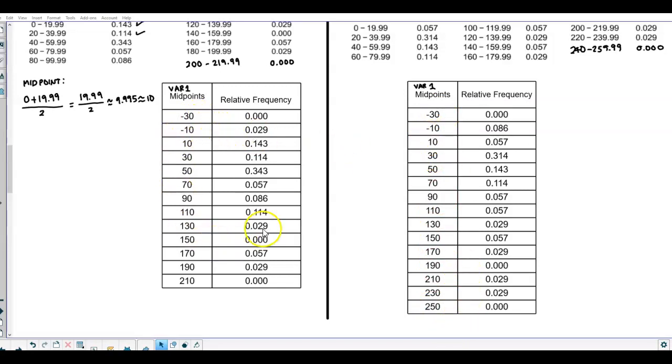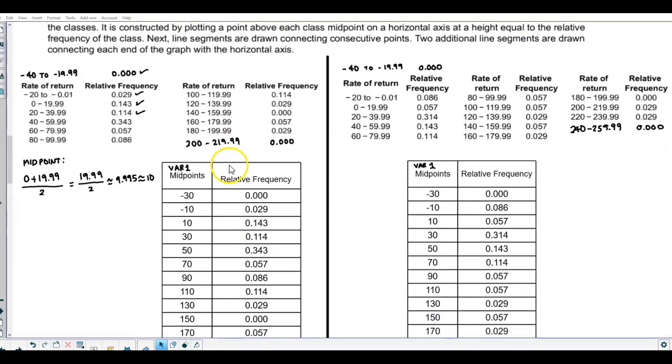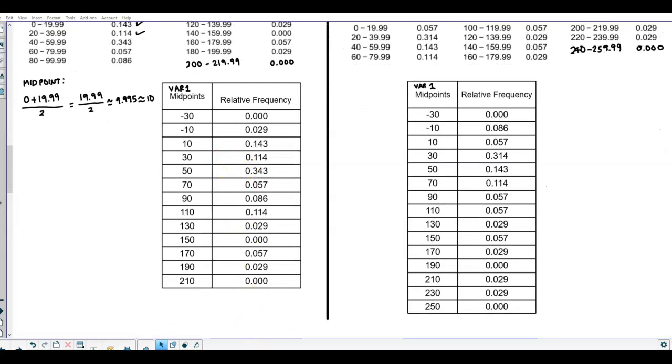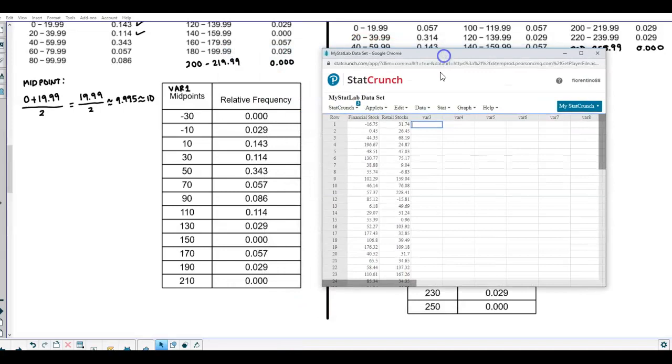Now, if we want to generate a relative frequency polygon, in order to graph this, we're going to have to manually put this into our StatCrunch table. Okay, so we want to get in the habit of knowing how to use StatCrunch. We're going to put in F to stand for financial, and then we're going to call that midpoints. Okay, and then we're going to call this the financial relative frequency.